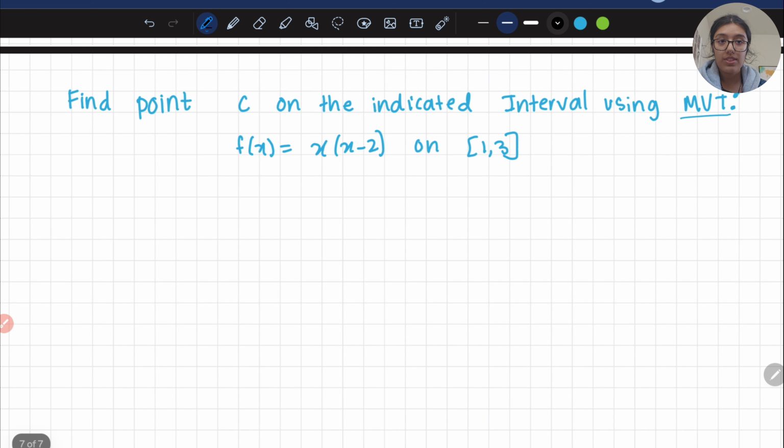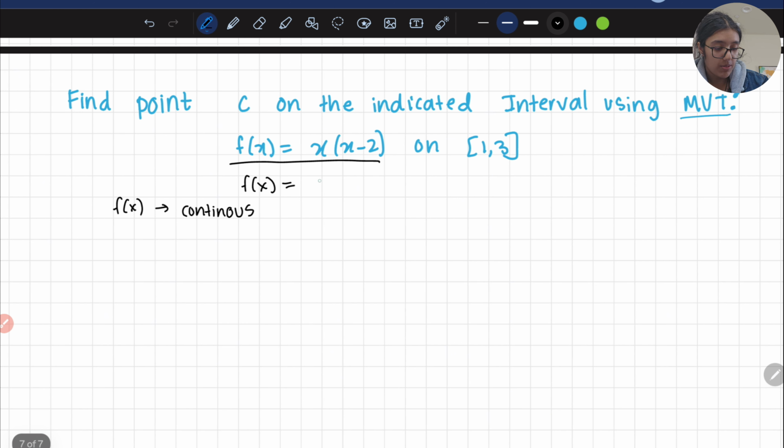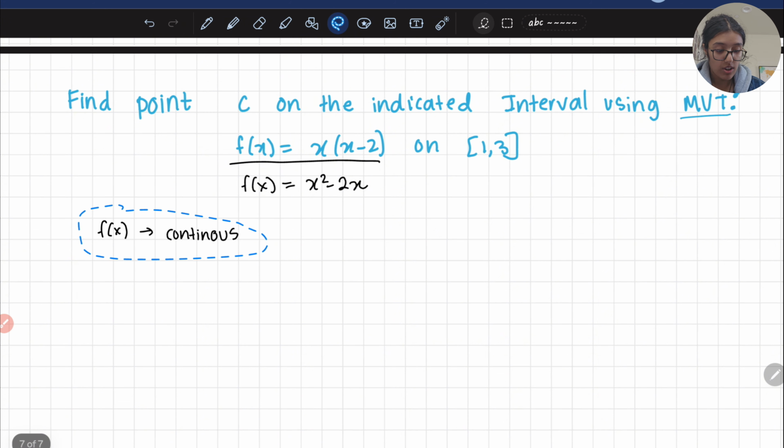So our first two things we need to check is if this function is continuous and if it's differentiable. So let's check that. Is f of x continuous? In this case, f of x is a polynomial because if you expand f of x, you get f of x is equal to x squared minus 2x. And we should know that all polynomials are continuous over their domain. So that checks off this box. It is continuous.